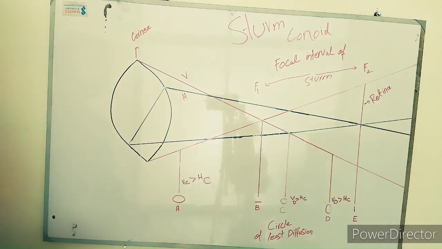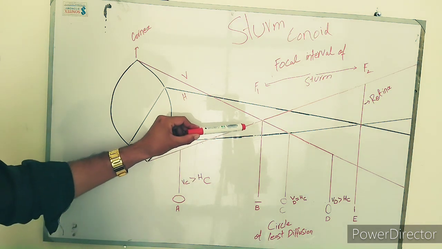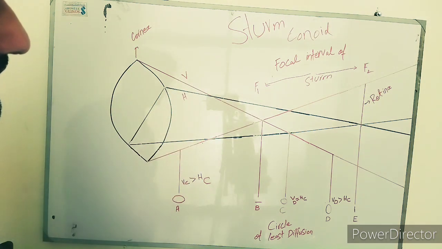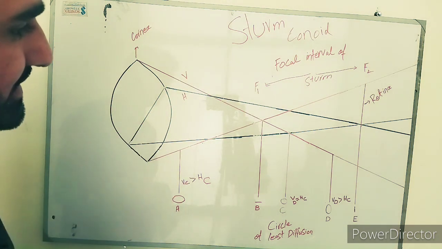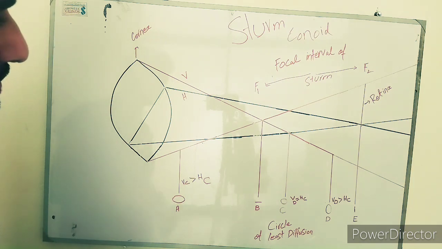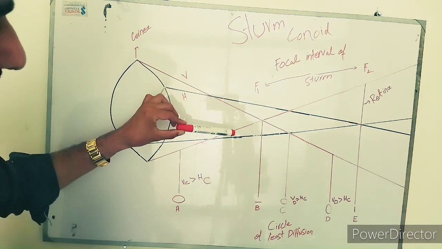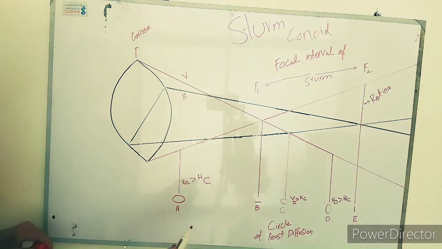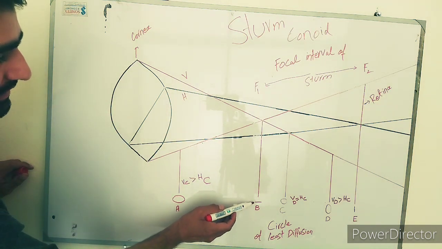Now we are coming to the next point. At the next point, vertical rays focus at a point, or we can say come to the point of focus, but horizontal rays are still converging. Therefore, the image formed at point B will be a horizontal line.